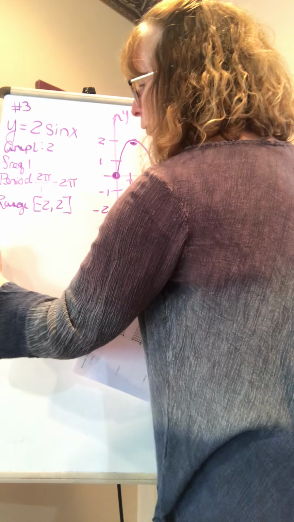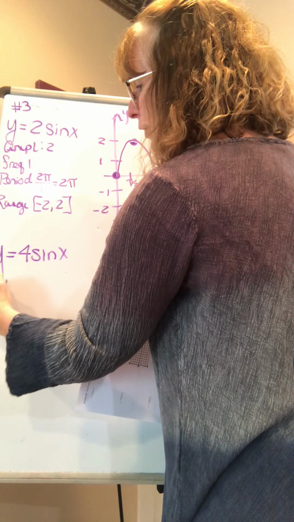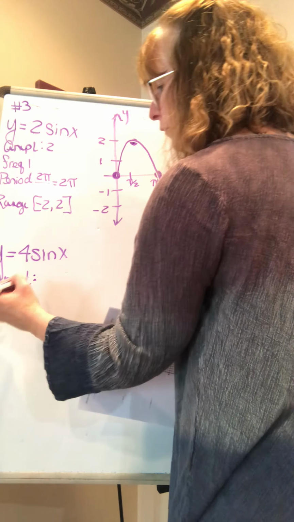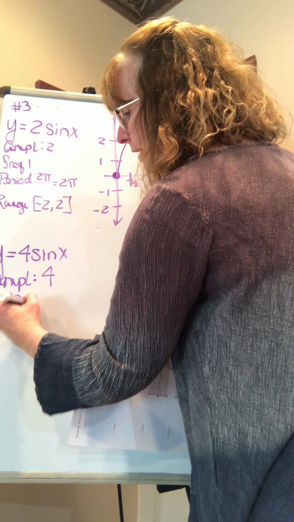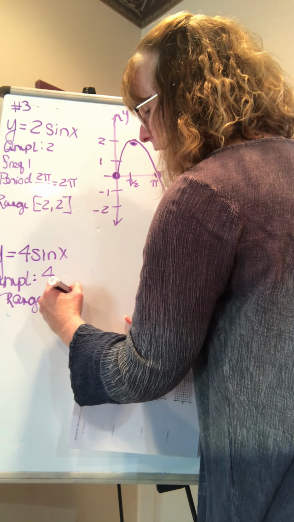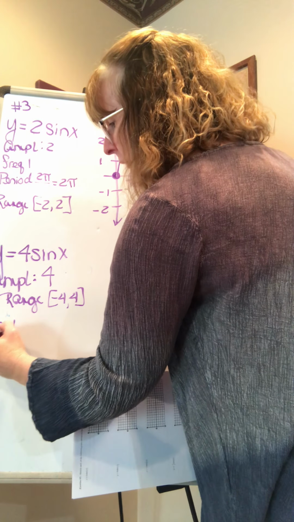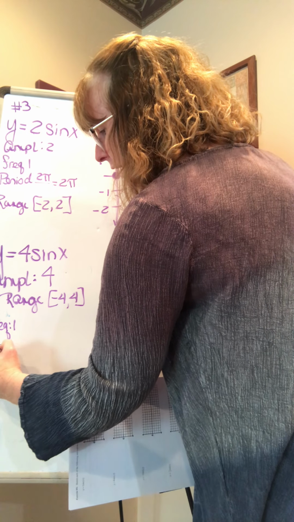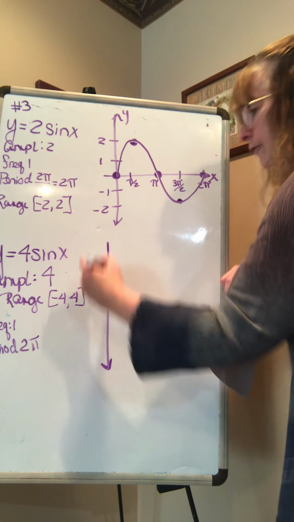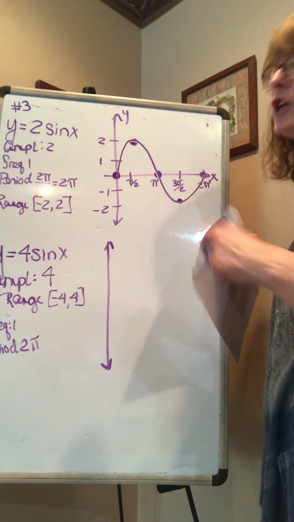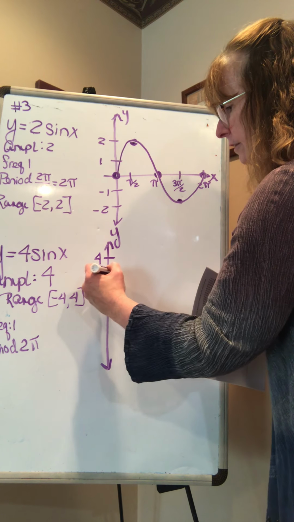If I have the second one, y equals 4 sine of x, the only thing that changed was the amplitude and my range. My amplitude now, I'm going up and down from 4, so that makes my range oscillate from -4 to +4. My frequency is still 1, and my period is 2 pi. So now when I graph this, and if you're using your calculator, you have to change your window and make your y go at least up to 5 on the calculator.